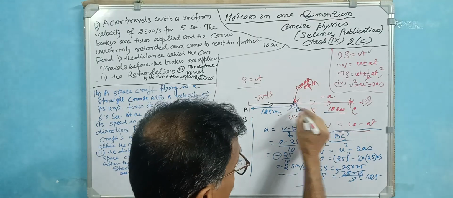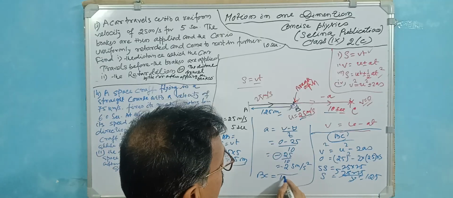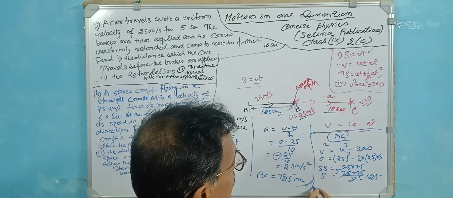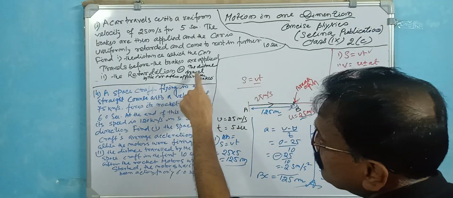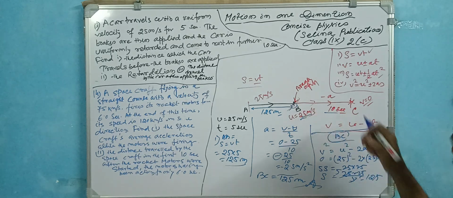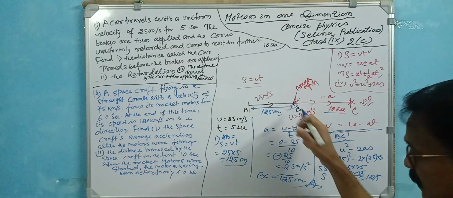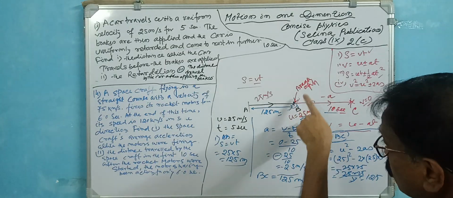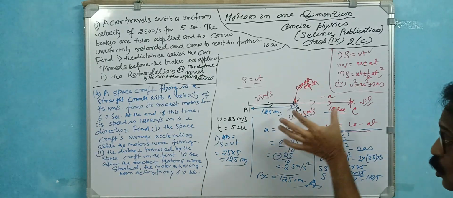That means the BC distance, BC is this distance, 125 meters. This is the answer. The third answer is the distance traveled by the car, that is, this distance BC after the brake is applied. Here the brake is applied. So the car is running at 25 meters per second and comes to 0. So a certain distance is covered. So what is the distance?